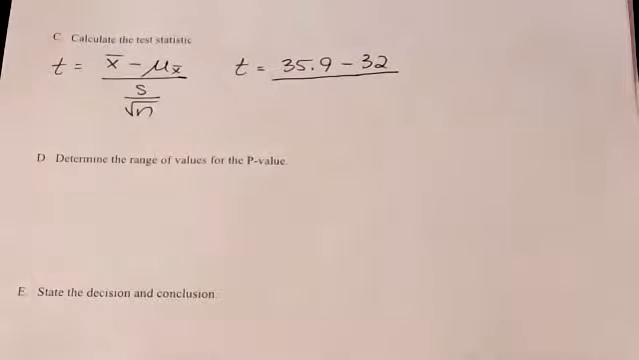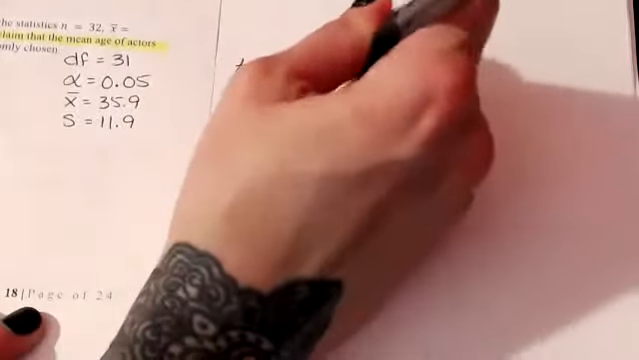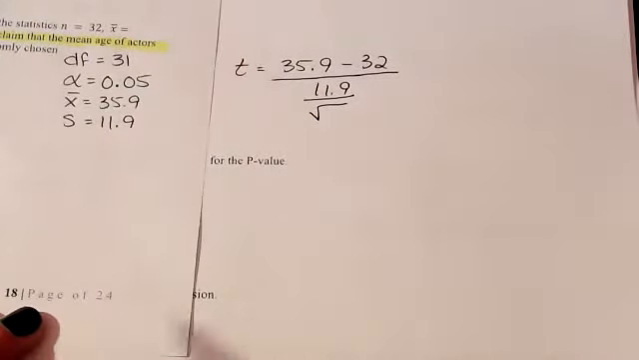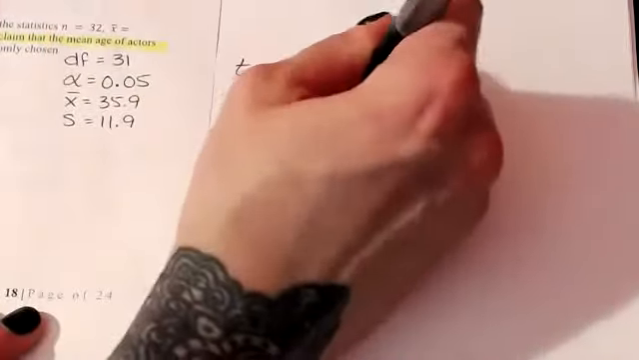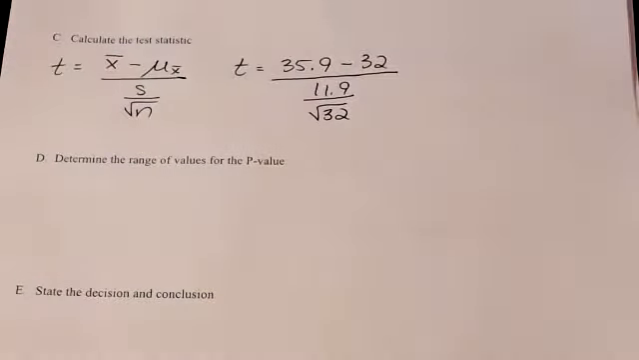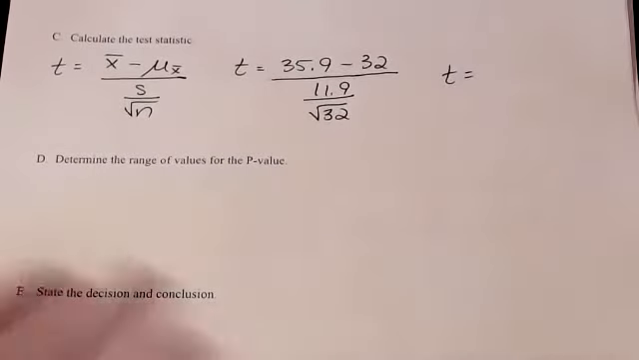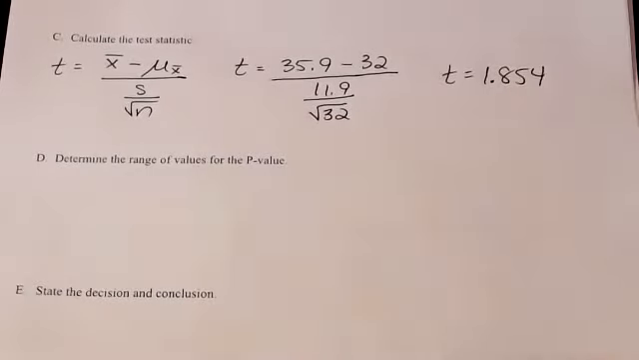Divided by the sample standard deviation, which is 11.9, over the square root of N, and N in this case is 32. We have that right here. So N is 32. Perfect. When you plug all of this into your calculators, you see that your T statistic is 1.855. And you can verify that for yourselves when you punch this into your calculators, 1.854.